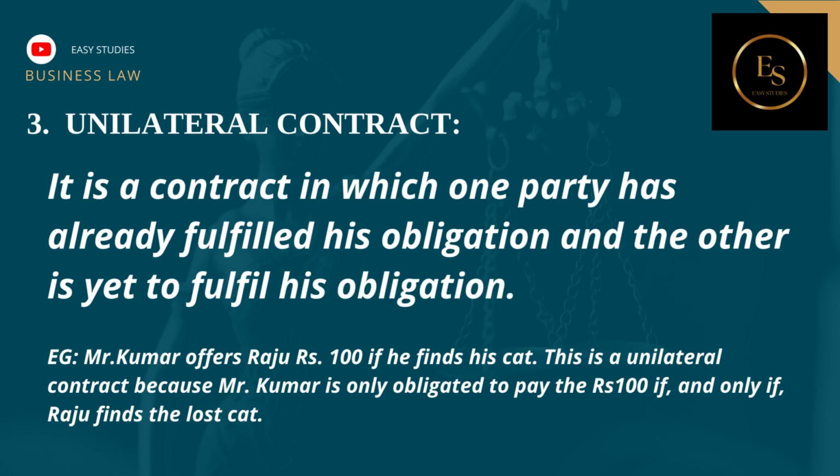3. Unilateral contract. It is a contract in which one party has already fulfilled his obligation and the other is yet to fulfill his obligation. Example: Mr. Kumar offers Raju Rs 100 if he finds his cat. This is a unilateral contract because Mr. Kumar is only obligated to pay the 100 rupees if and only if Raju finds the lost cat.